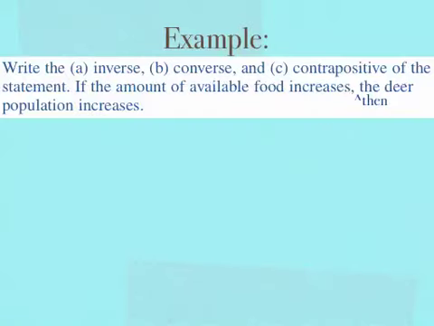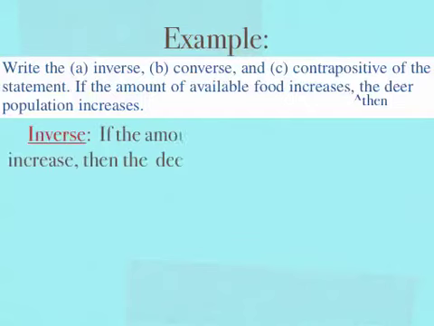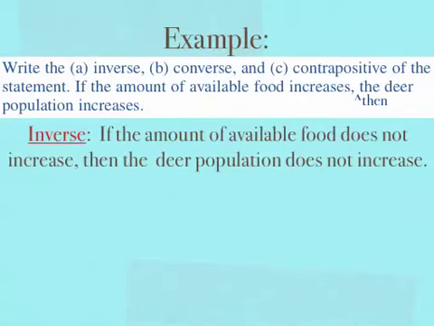An example of this says write the inverse, converse, and contrapositive of the statement: if the amount of available food increases, then the deer population increases. To find the inverse, we're going to say if the amount of available food does not increase, then the deer population does not increase.